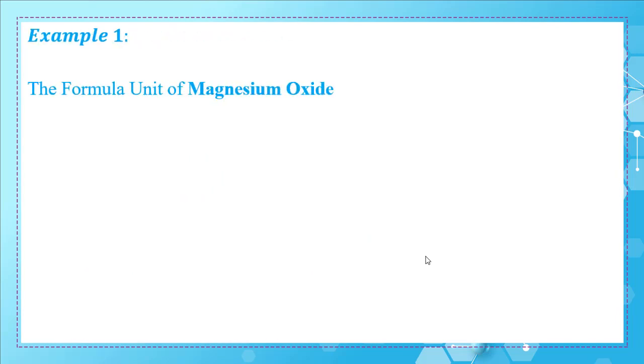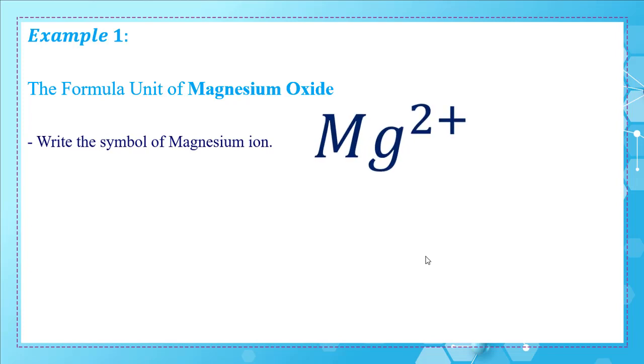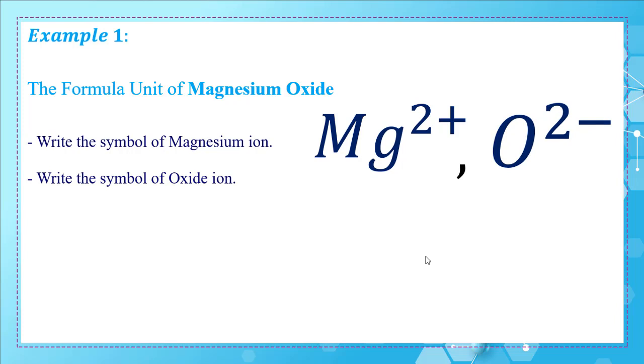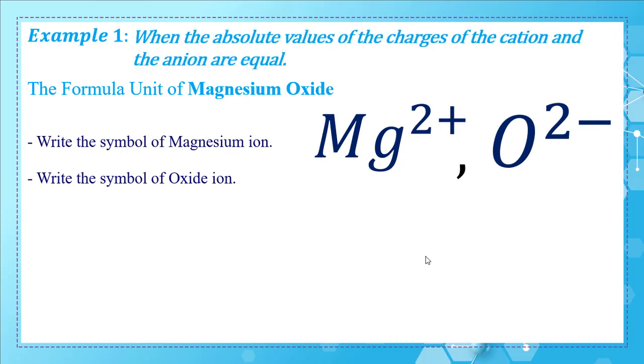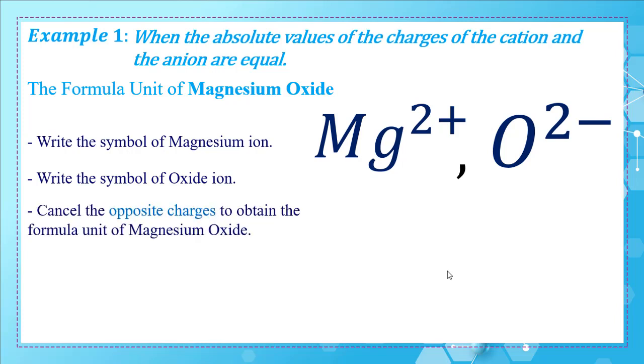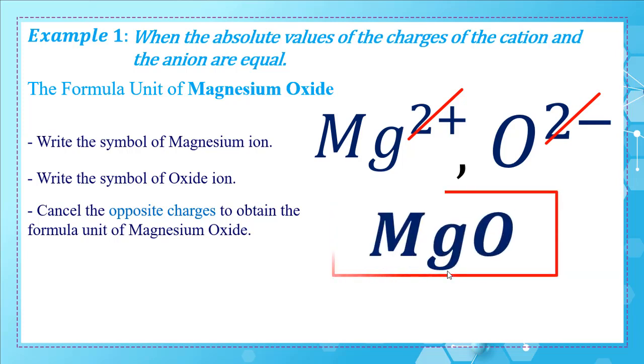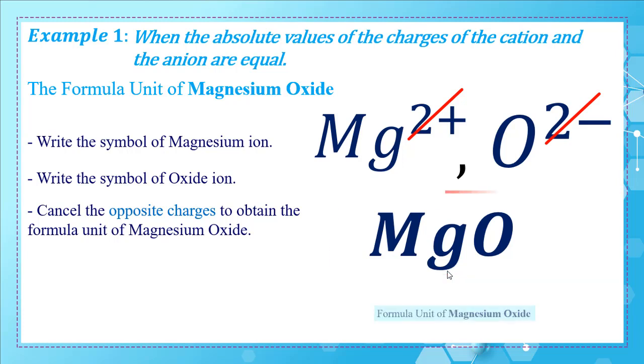Example 1. The formula unit of magnesium oxide. To find the formula unit of magnesium oxide, first we write the symbol of the magnesium ion, which is Mg2+, and the symbol of the oxide ion, which is O2-. Then, because we have the same values for the charge, 2 and 2, they have the same value if we take them as absolute values. Therefore, we cross these opposite charges to get the formula unit, which is MgO. This is the formula unit for magnesium oxide.